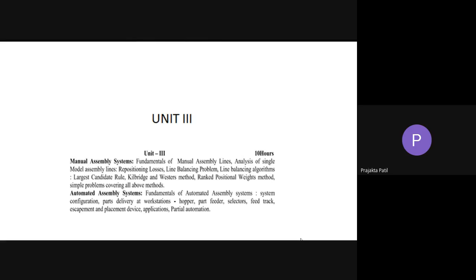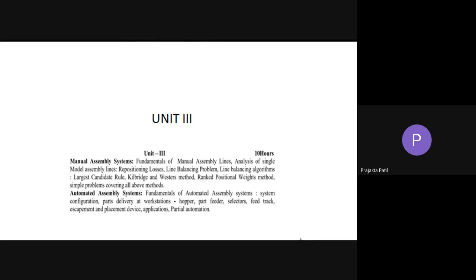So in unit 3, the first half, that is the manual assembly systems, will have problems. It's like you have these tables, you have the precedence diagrams and all. So it's kind of a procedure, and every method that you see here, the largest candidate rule, Kilbridge and Wester method, rank position weight method, they are all going to be on the same lines, but yes, with some difference, of course. So the problems are quite interesting here, and are very important. In automated assembly lines, we don't have any problems. The automated assembly line, I cannot say this is half of the unit, maybe some 30-35% of this unit. Major part is the manual assembly systems here.